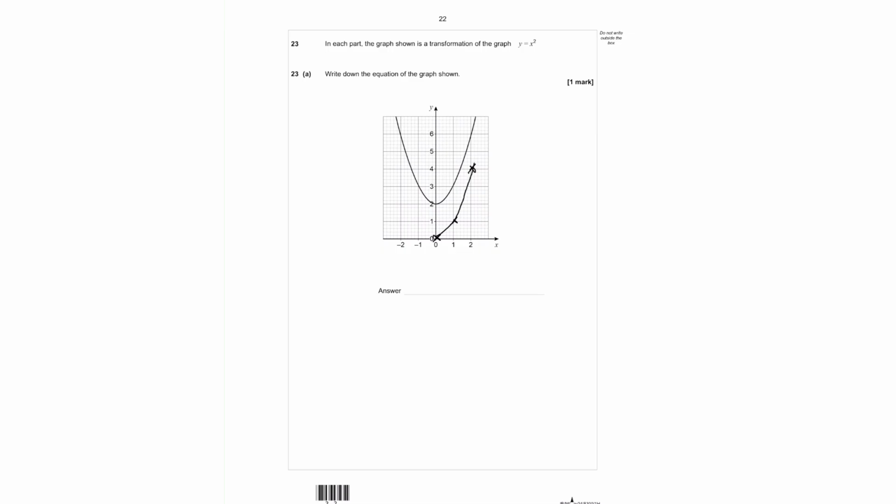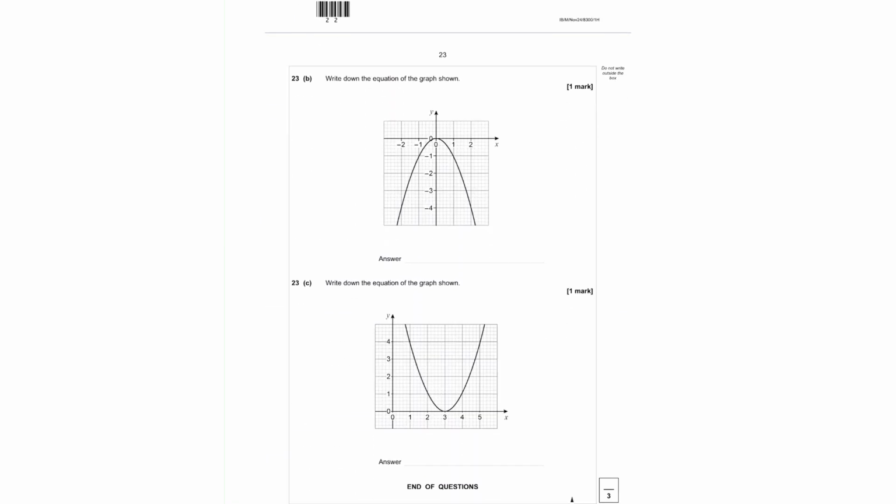If we compare each coordinate to the new coordinate, what do we notice? We notice that each coordinate is now shifted up by 2. So y has increased by 2. So the equation of the graph is going to be y equals x squared, which originally is 0, and then to get it to its new coordinate, you have to add 2. So that's just an easy way to work that out.